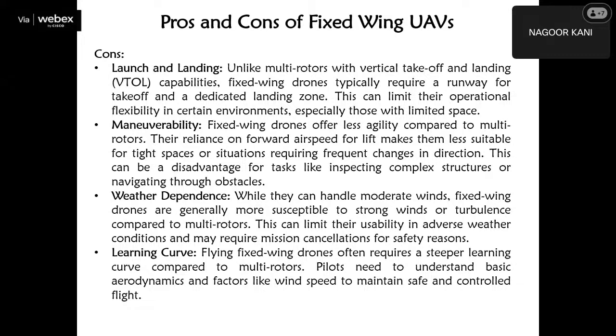Maneuverability, they have less agility, so we cannot turn as well. With a multi-rotor, we can turn and do the maneuver as per our requirement very easily. It acts immediately as per our control, but in a fixed wing drone we cannot do that because it relies on forward airspeed. So for tight spaces or cities requiring frequent changes in direction, we cannot use it. If you want to inspect very complex structures or terrain, do rescue operations or 3-dimensional mapping, it has a disadvantage.